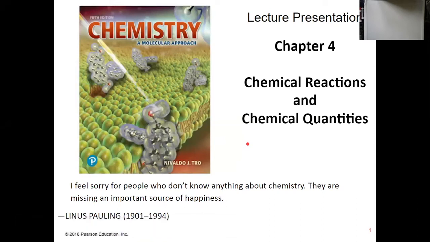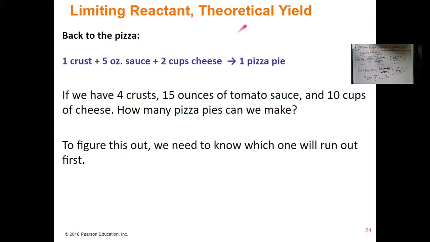Okay, so today we're going to run through chapter 4 on your slides. We're going to focus more on the end part of chapter 4 now, where we talk about limiting reactants and reaction stoichiometry. This is called limiting reactant and the theoretical yield of a reaction. These are concepts you're going to hear all the time, so we've got to get very comfortable with them.